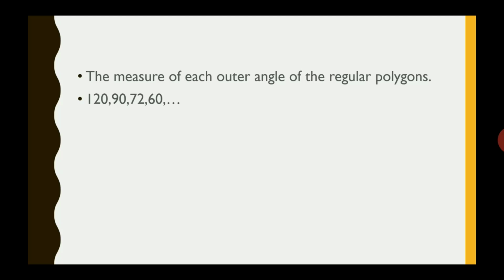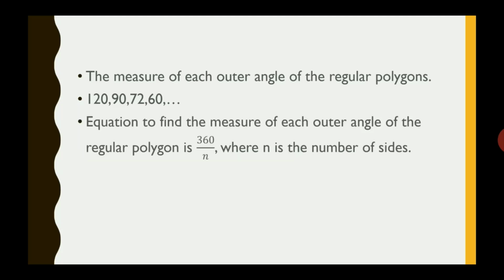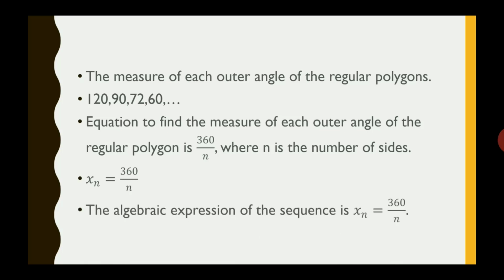It will be 60. Now the equation to find the measure of each outer angle of a regular polygon is 360 by n, where n is the number of sides. We actually divide the sum of the outer angles by the number of sides. Then we will get 360 by n. So what will be xn? Yes, xn will be 360 by n. So the algebraic expression for the sequence will be 360 by n.